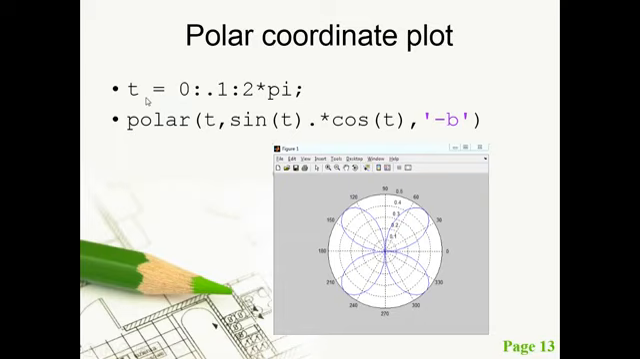Values of t varying from 0 to 2 pi with increment of 0.1. This is the command for polar plot: polar(t, sin(t).*cos(t), '-b'). Here the dash is the line style, that is continuous style, and b indicates the color as blue.